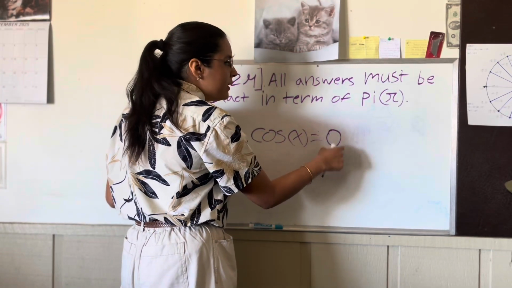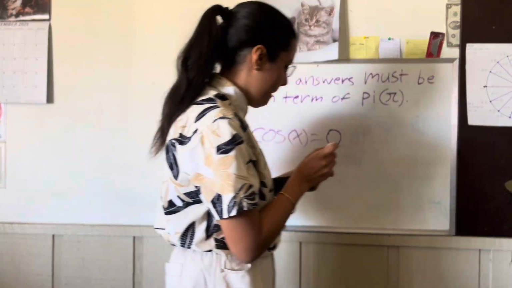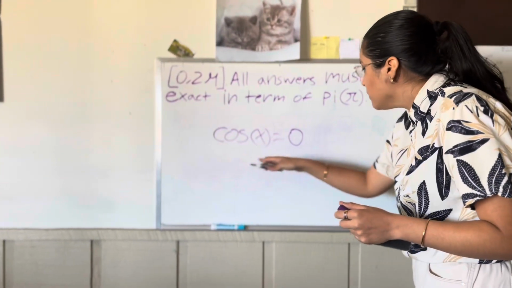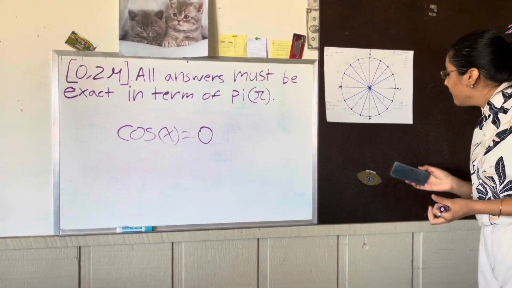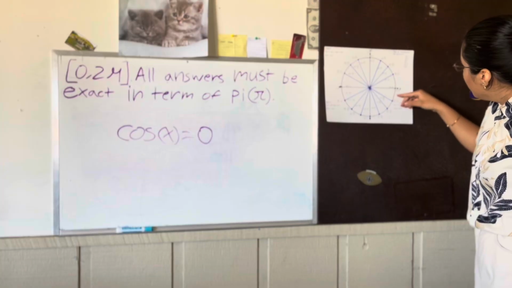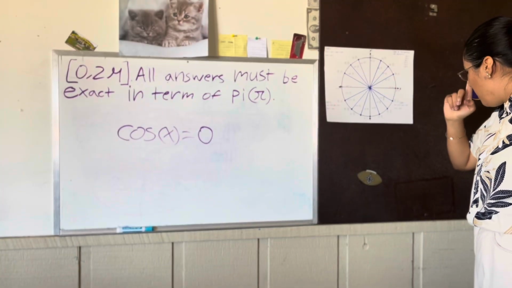Now we can find our answers in terms of pi on the unit circle. With this, cos equals 0. And cos is the x-axis of the point.